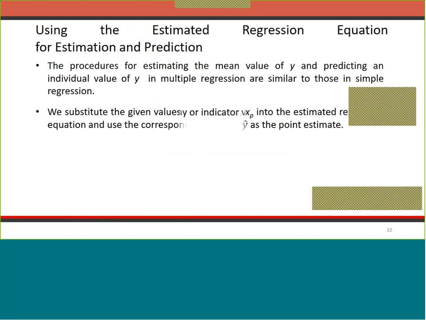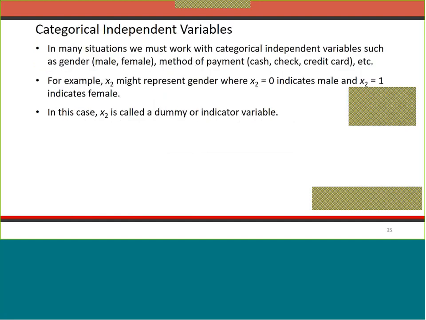Yes. So now, in some cases there is a problem of categorical independent variables. Somebody may ask me whether these regressions are applied for category or not. Yes, you can apply this for categorical independent variables also in multiple regression. In many situations we must work with categorical independent variables such as gender, male or female, method of payment, cash, check, credit card, etc. Right?